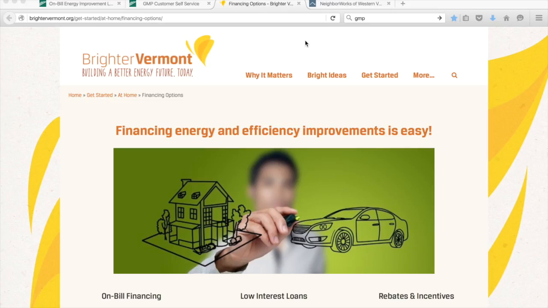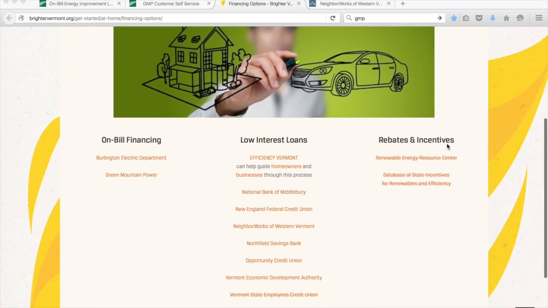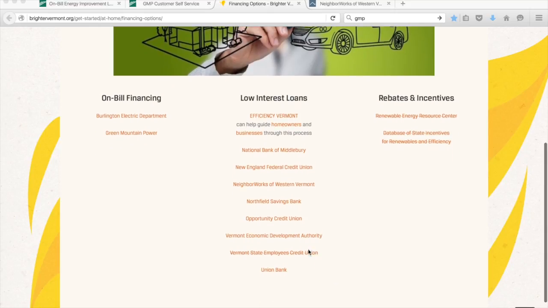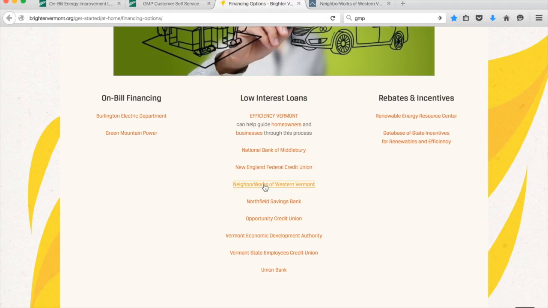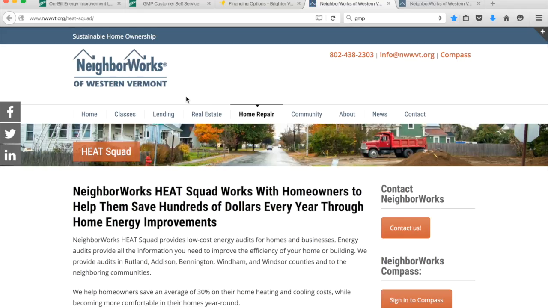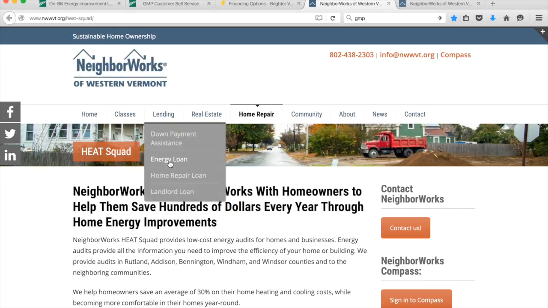Moving on, let's take a look at financing heat pumps. This is one of the most important aspects of purchasing and looking at heat pumps. In my searching, I came up with the Brighter Vermont webpage here, which had many options for low interest loans, lots of banks and credit unions and so forth. One of the ones that stuck out was NeighborWorks of Western Vermont. If you look at their site here, it's pretty interesting. They're out of Southern Vermont, and it's really for buying a home, first-time home buyers and so forth, but I noticed they had a lending section and an energy loan section.